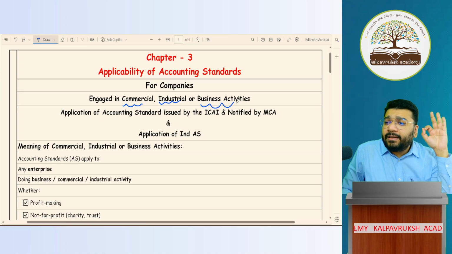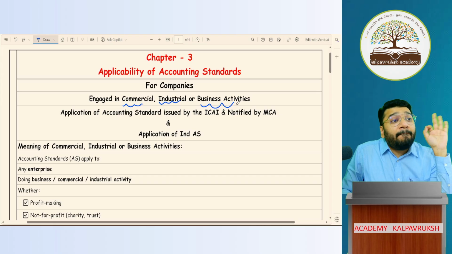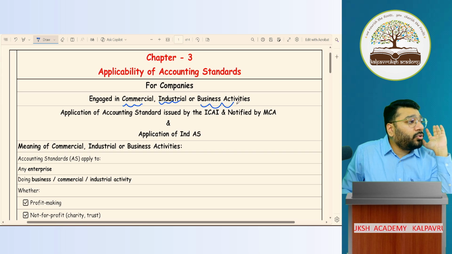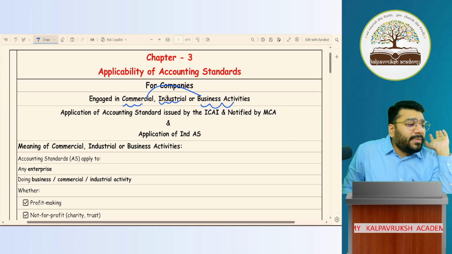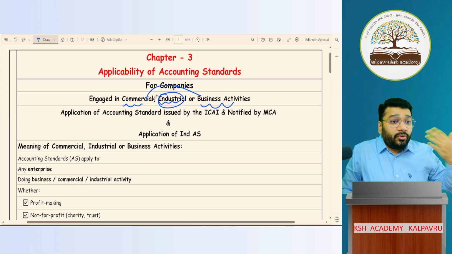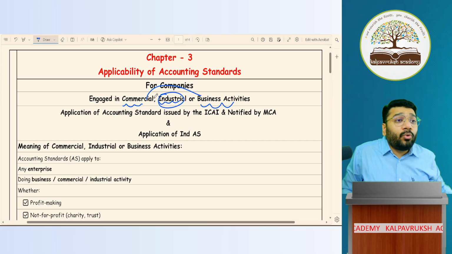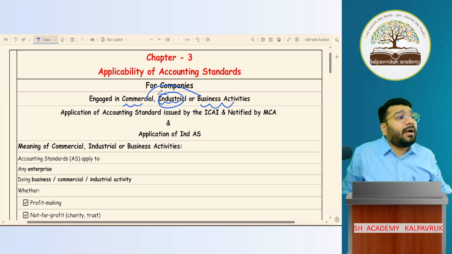So ICAI has very clearly made a statement that anyone who is engaged in any sort of commercial or industrial or business activities, wherever there is a buying or selling happening, wherever there is a service being provided against money, wherever you have any surplus money invested in fixed deposit, all this will tantamount to commercial or business activity. Commercial and business are more or less the same, with a very minor difference. Industrial means manufacturing. There are a lot of NGOs that, to have their own self-financing, to raise funds by themselves, do have a lot of business or commercial activities inside the organization. So even those organizations have to strictly follow the accounting standards.